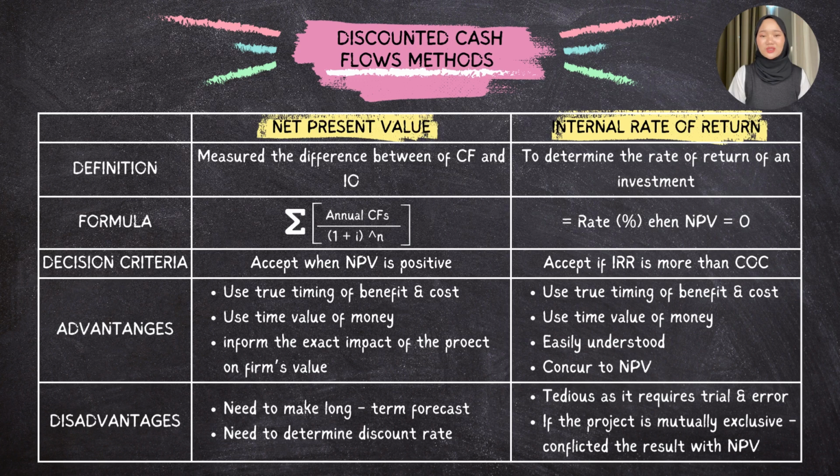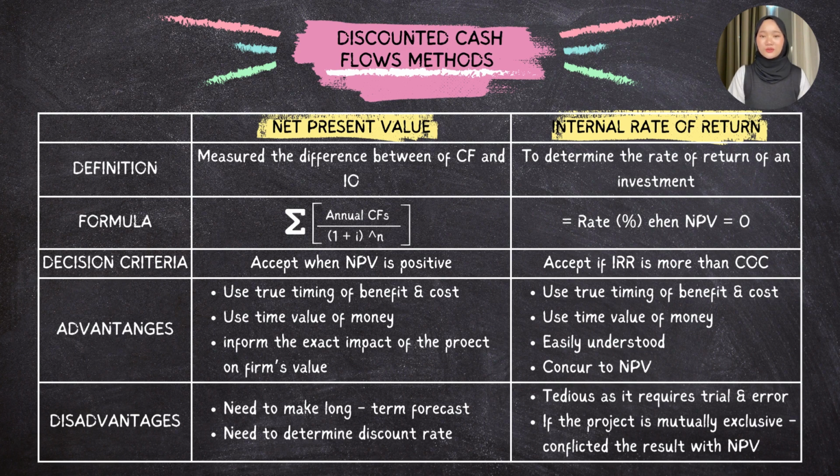So let's start with net present value. NPV measures the difference between the cash inflow and the initial outlay. Essentially, it helps you see whether the investment is worth it. The formula may look a little intimidating, but here's the simple idea. You are summing up the annual cash flows and discounting them back to today's value. This will give you the present value of all cash you expect to receive.